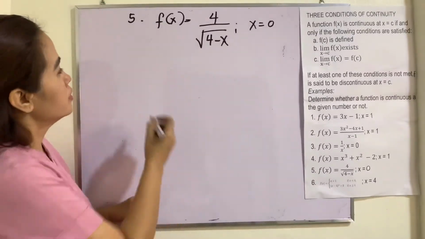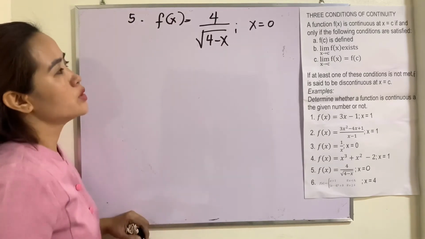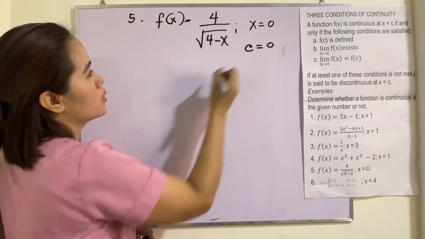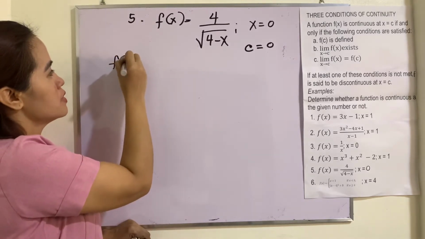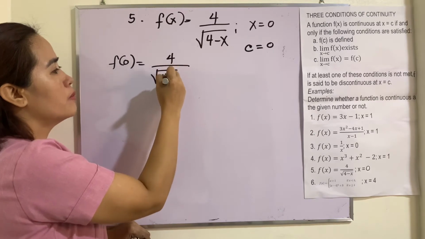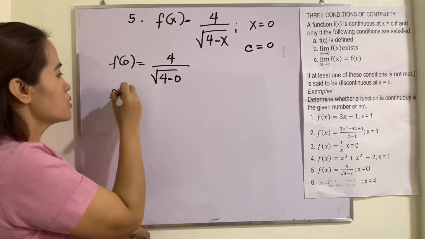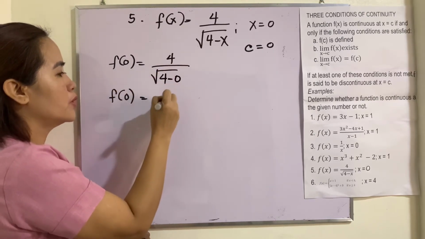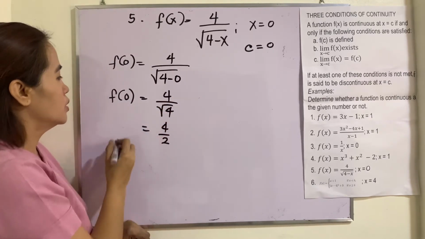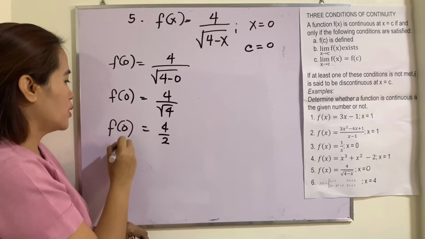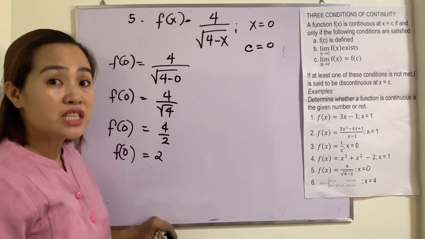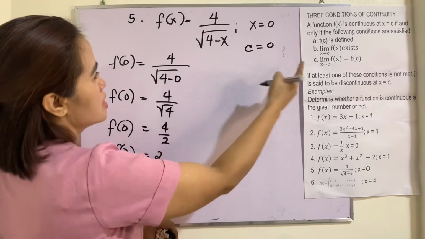Number 5. We have f of x is equal to 4 over square root of 4 minus x. Our c here is equal to 0. So this is f of 0 equals 4 over square root of 4 minus 0. So f of 0 is equal to 4 over square root of 4. This is 4 over 2. f of 0 is equal to 2. So f of c is defined. What about the second condition?